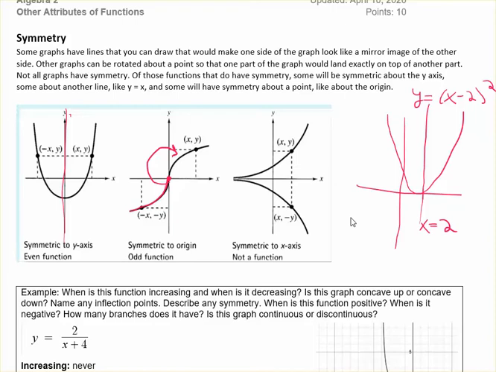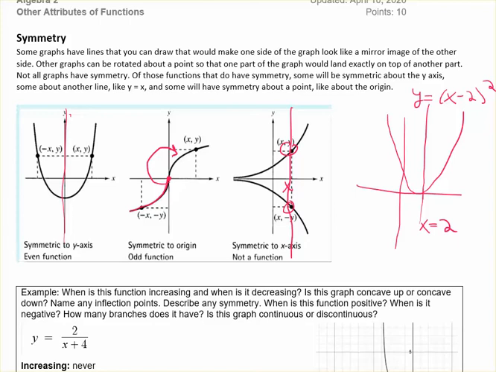Here's an example of one that's symmetric around the x-axis, but this is not a function because to be a function it has to pass the vertical line test. In this one, there are 2 places where my vertical line passes through the graph. Or you can also say that this x value matched to 2 different y values, so it's not a function.